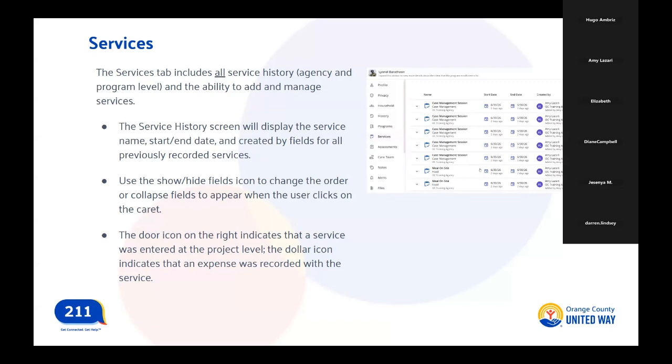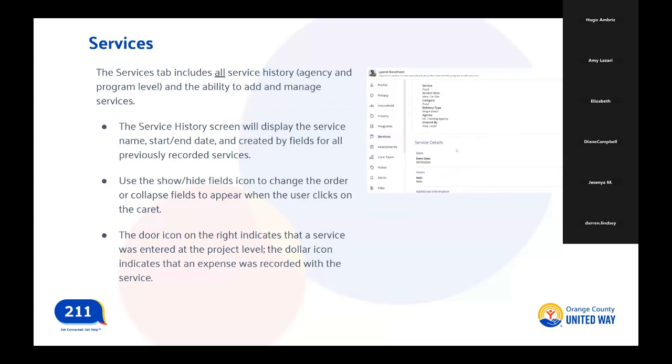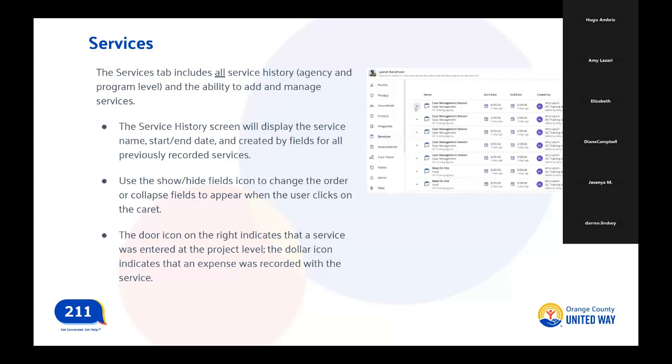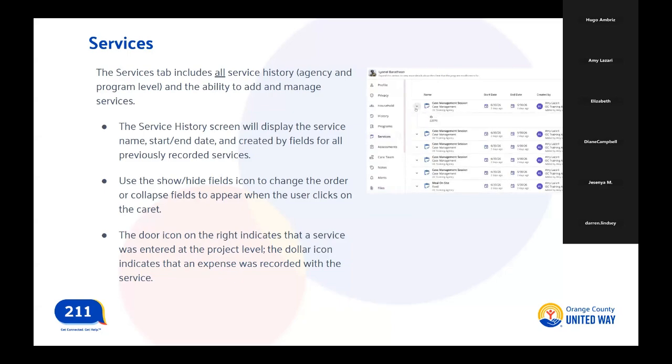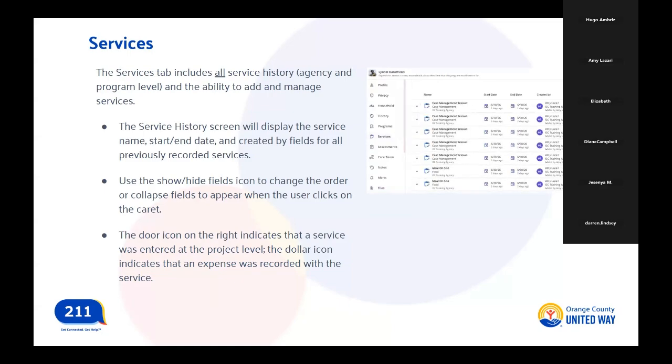However, please note that the service history screen will display the service name, service start and end date, and the created by fields for all previously recorded services in the client's record. Users can use the Show Hide Fields option next to a search bar to change the order or collapse these fields to appear when users click on the drop-down caret.